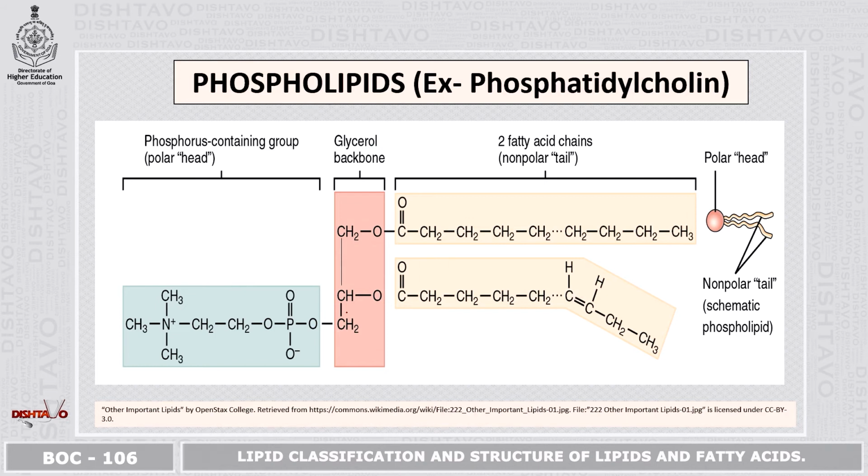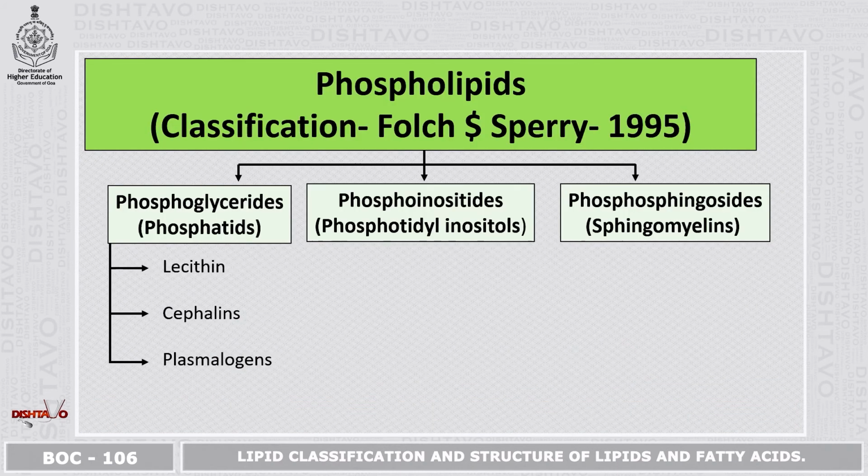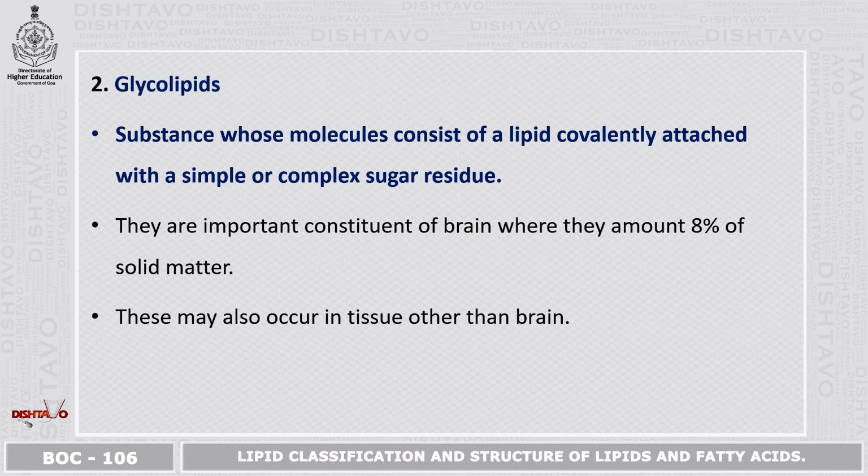So, this is a structure. The glycerol backbone, as you can see here. These are the fatty acid 1, fatty acid 2, and these are the phosphorus containing group. So, this is a phospholipid. Example, phosphatidylcholine is an example here. Now, phospholipids in turn are of 3 types. We have phosphoglycerides, we have phosphoinositides, then we have phosphosphingosides. Okay, these are the 3 types.